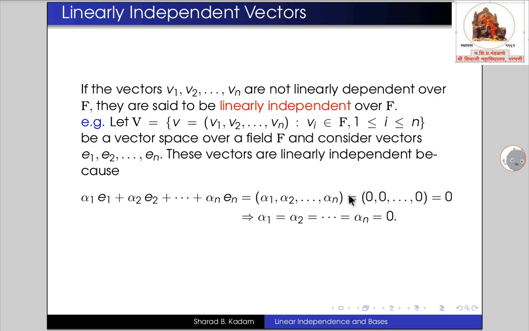In the next lecture we will prove some lemmas and theorems.